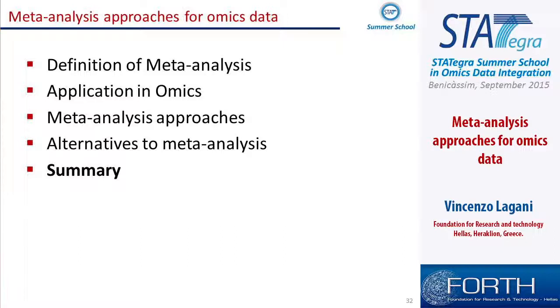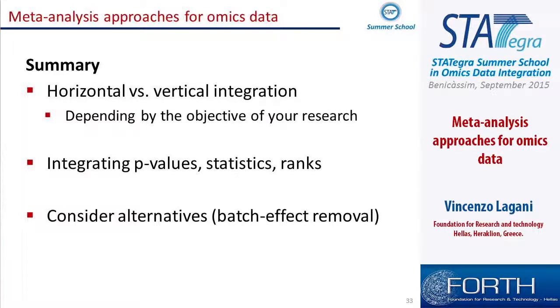So we are almost done. We have a summary here. So just some take-home suggestions. About meta-analysis in omics, you can have horizontal, which is the most common, versus vertical integration. This really depends on what you want to study. You can decide whether to integrate p-value statistics or ranks. Again, this depends on what you want to see, whether your findings are just significant or how much effect they have, or just if you want to have a ranking of your findings. So you say, okay, I don't really care about how much is the biological effect. I just want to know, for example, the first 10 genes. So it's better to use ranks. You can always consider some alternatives, for example, batch effect removal.